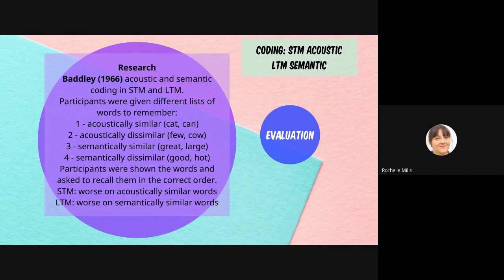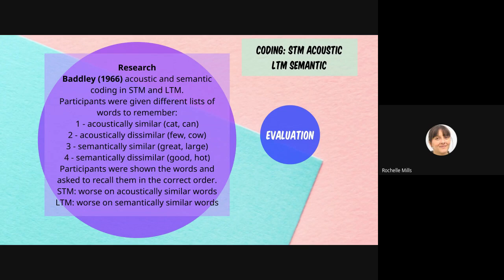And you can see in the brackets there's a few examples just to try and explain that a little bit better. Participants were shown the words and asked to recall them in the correct order. They found when they tested them after a short period of time, when they were focusing on short-term memory, people did worse on acoustically similar words. This therefore suggests that information in our short-term memory is stored acoustically because we've got lots and lots of words that sound the same, all stored in our short-term memory, and it's really, really hard for us to recall them in the correct order because they're all stored according to how they sound.